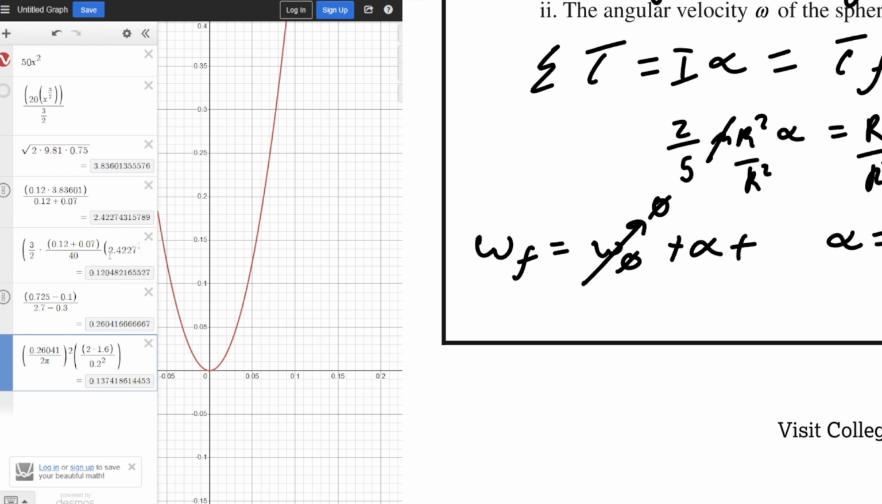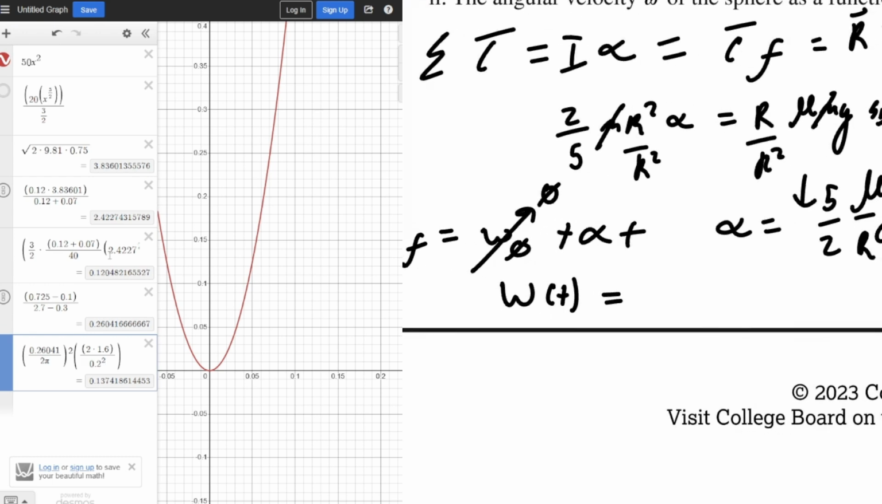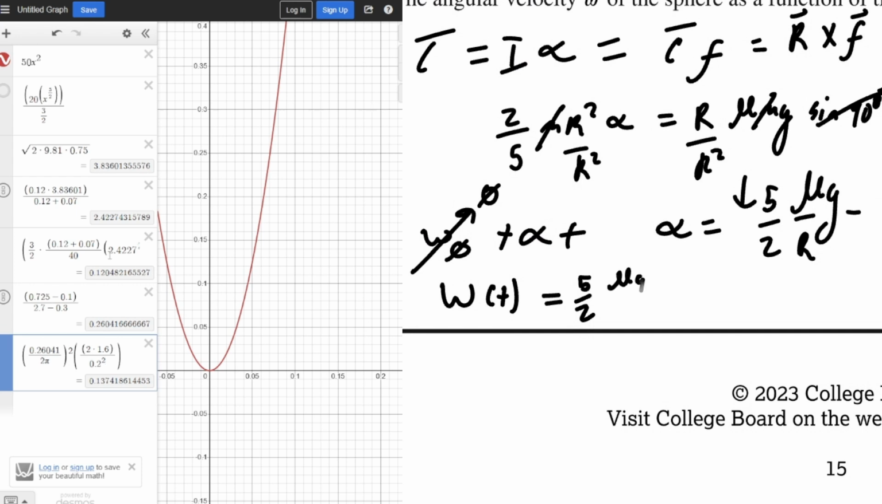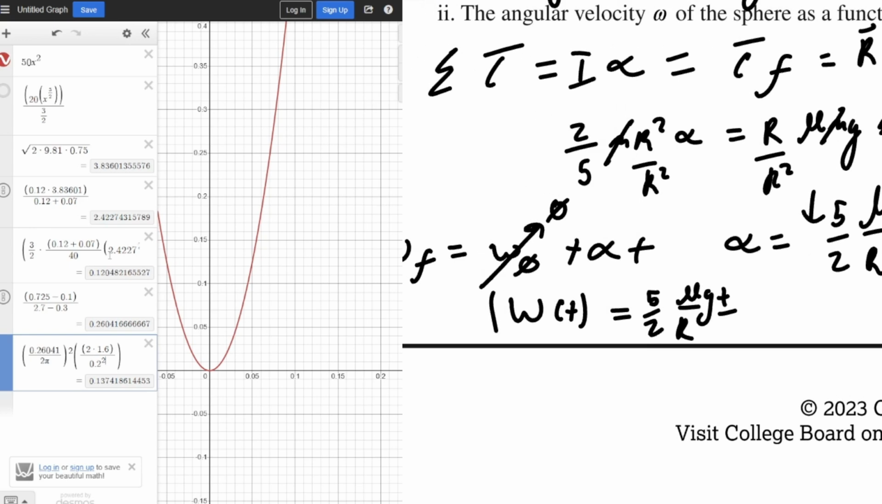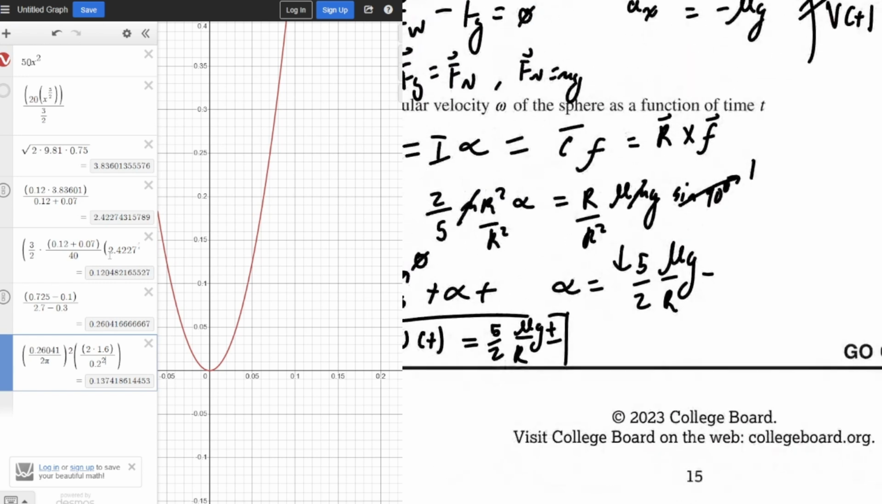Yeah, it didn't have any initial angular velocity. So we're going to say W of t is equal to 5 over 2 mu g t over 2 over r. And that's our answer. And you may be asking, this is a commonly asked question: why isn't this negative?